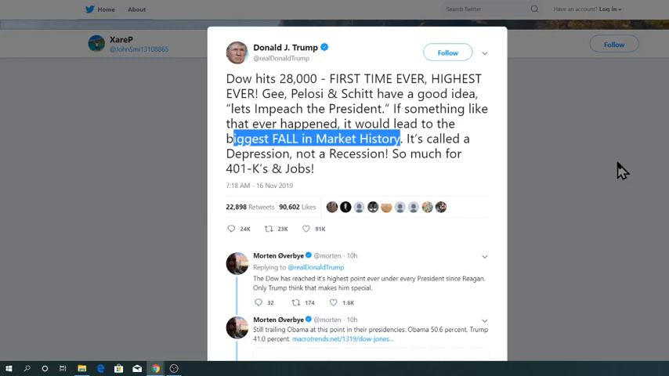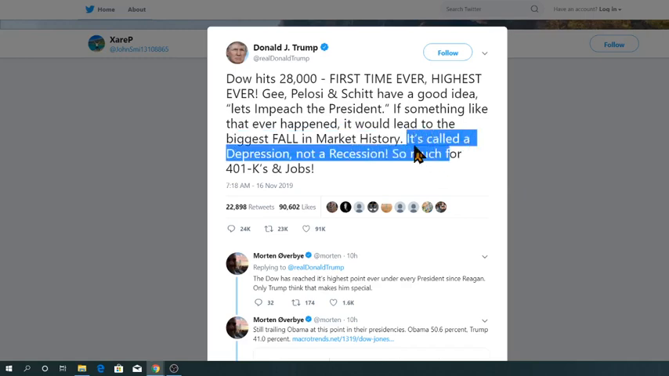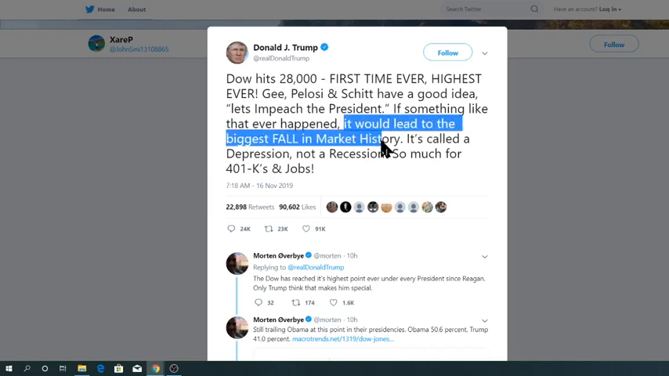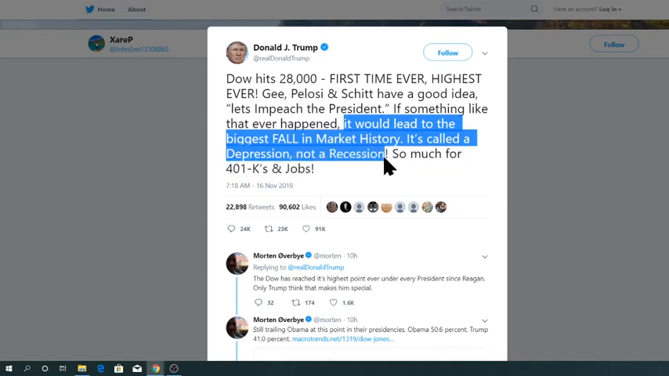So the investors' business will be worried about that. So the stock market can come down. And if that happens, it will be huge. Like say it's called a depression. Now he's saying if something like that ever happened, it would lead to the biggest fall in the market history. It's called a depression, not a recession.